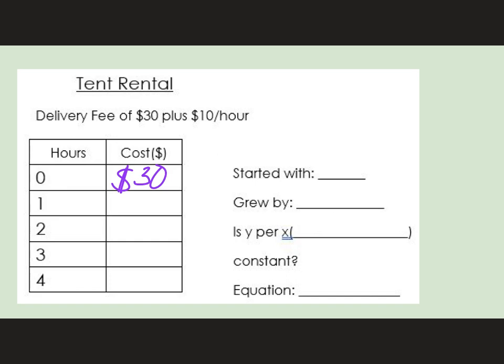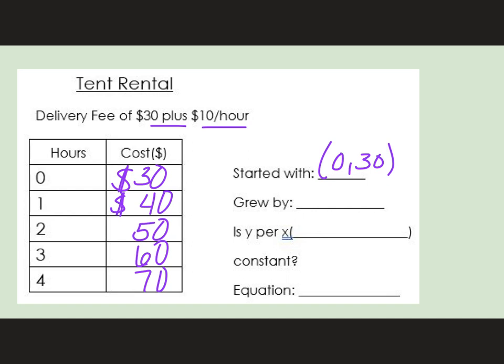Then you're like, okay, well, maybe I'll have it for an hour. And so then you're at $40, then $50, $60, and then $70. And the way we came up with this is it's $30 and then $10 per hour. In this case, it didn't start at 0, it started at 30 because even though you didn't rent it, you still had to pay that delivery fee.